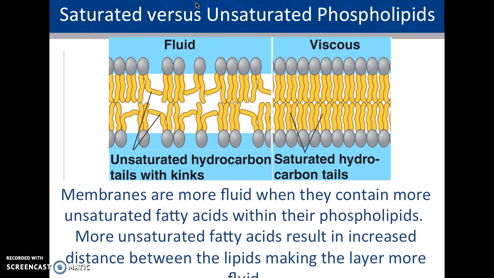Saturated versus unsaturated phospholipids. Membranes are more fluid when they contain more unsaturated fatty acids within their phospholipids. More unsaturated fatty acids result in an increased distance between the lipids, which makes it more fluid. If we look at the one to the left, it allows the tails to kink a little bit, to push the phospholipids away from each other. It makes the membrane a lot more flexible, whereas with a saturated hydrocarbon tail, the tails don't really kink, they don't push each other apart, so we get a very viscous or slow-moving, inflexible membrane.